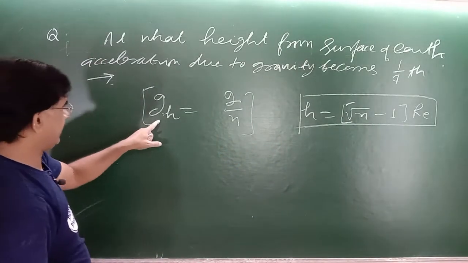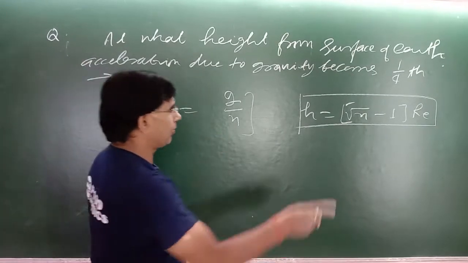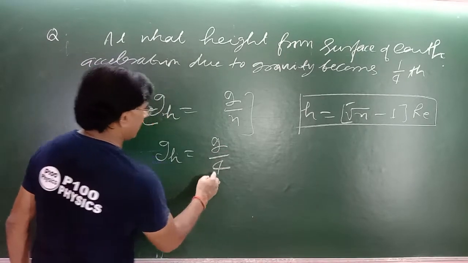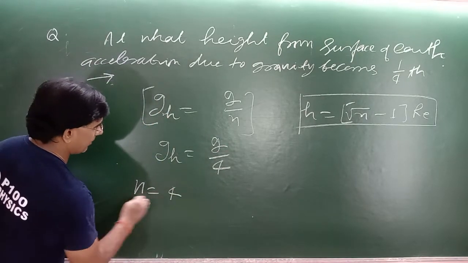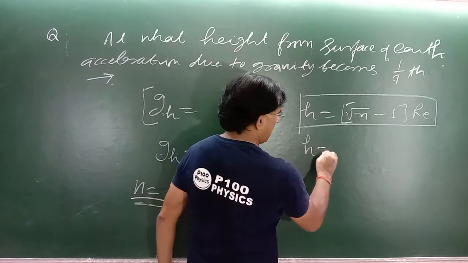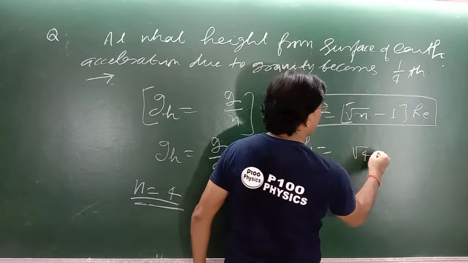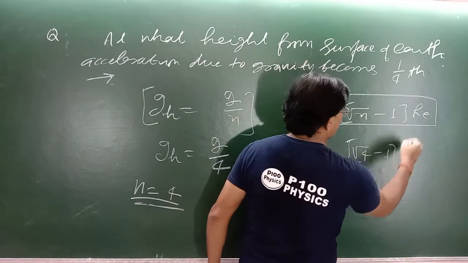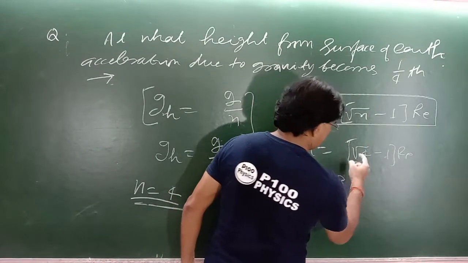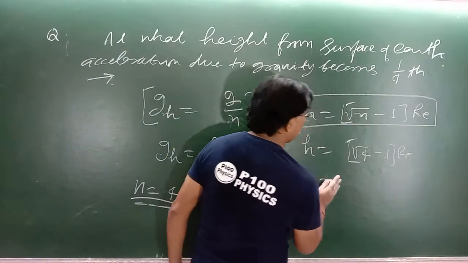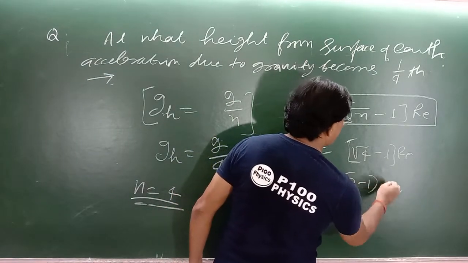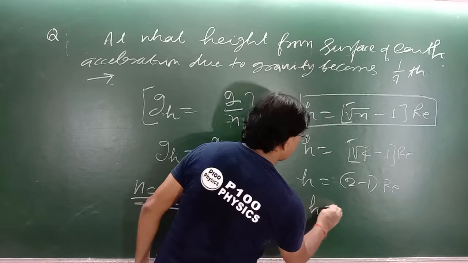Now mind, gh equal to g by n. In your question it is given that gh equal to g by 4. Therefore it shows that n equal to 4. According to this, h will be how much? Root 4 minus 1 into Re. Root 4, that is 2. 2 minus 1 is 1, so h equal to Re.